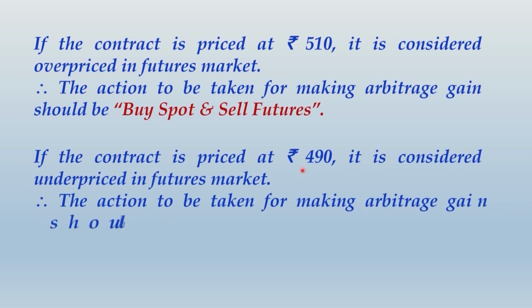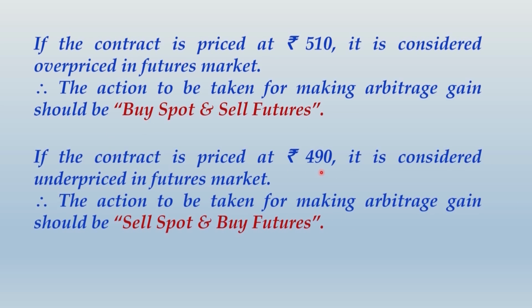On the other side, if the price quoted is 490, in the futures market we would say that the stock is underpriced, so we should buy in the futures. Taking a counter position, we should sell in the spot market. So the arbitrage strategy will be sell spot and buy futures.